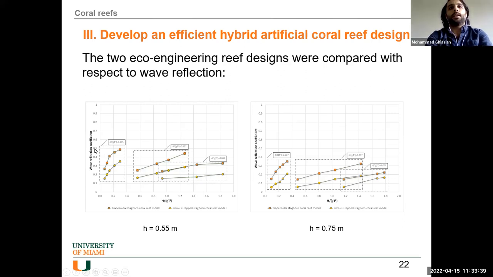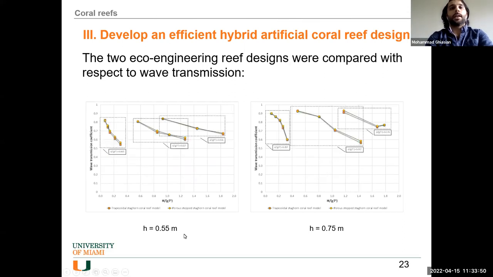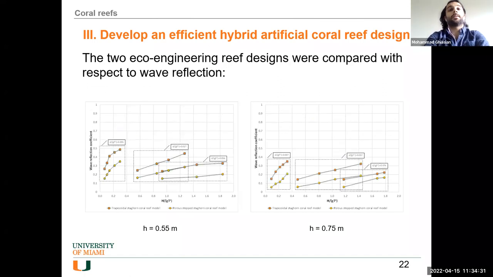And the wave reflection is slightly higher in shallow water compared to greater depths of water, because of course the waves have more effect in shallow water compared to deep water. And then the wave transmission was also compared. The wave transmission was shown to decrease with wave height, as we expected: the higher the waves, the more wave breaking there would be, so there would be less transmitted waves. However, there is a very slight difference between the trapezoidal reef that we commonly use for submerged breakwaters and the new reef design that we had. So the transmission rates are not changing that much. However, the wave reflection is changing very considerably.